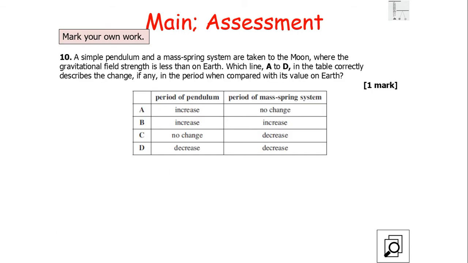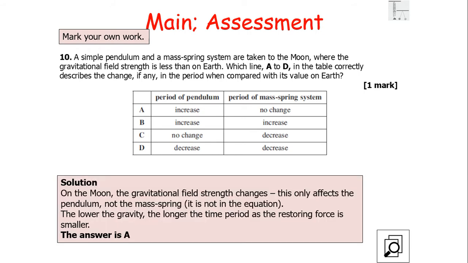Question 10. A simple pendulum and a mass-spring system are taken to the moon, where the gravitational field strength is less than on Earth. Which line, A, B, C, or D, in the table correctly describes the change, if any, in the period when compared with the value on Earth? So on the moon, the gravitational field strength will change, which only affects the pendulum and not the mass-spring, because g is only in the time period equation for a pendulum, not the mass-spring system.